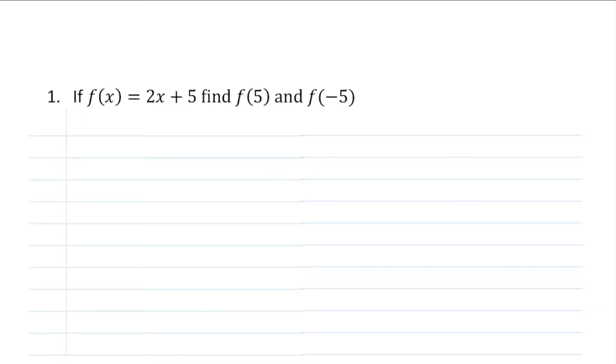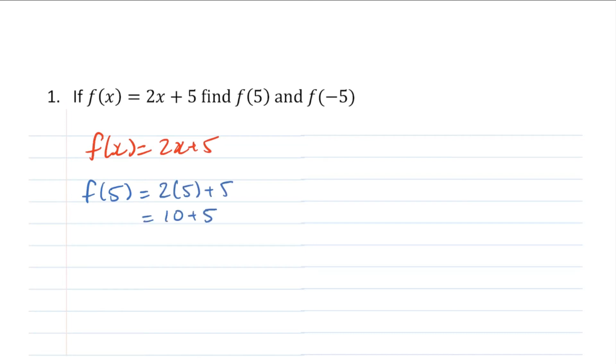Okay, so in this example, I have f of x is equal to 2x plus 5, and I want to find out what f of 5 and what f of minus 5 are. How I like to start any of these questions is actually writing the function out itself. Underneath, I'm just simply going to substitute, and for f of 5, I have 15 as my answer. As you can see, for every x, I replaced it with a 5. And I'm going to do the exact same thing for f of minus 5.